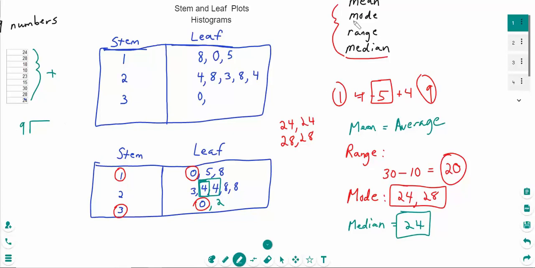So the average, the stem and leaf plot doesn't really help you find the average too much, but it does make it fairly simple to find the range, the mode, and the median. Okay? All right. So with that being said, let's just try a little bit of practice with this.